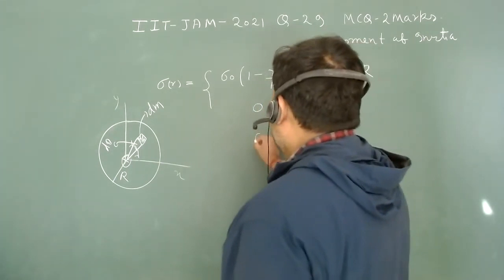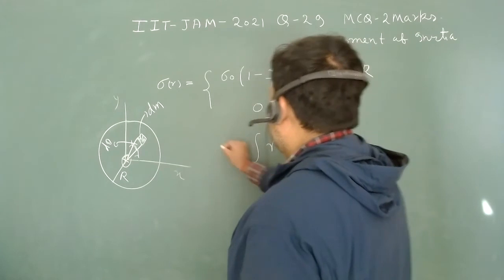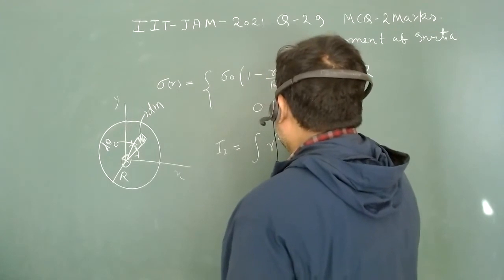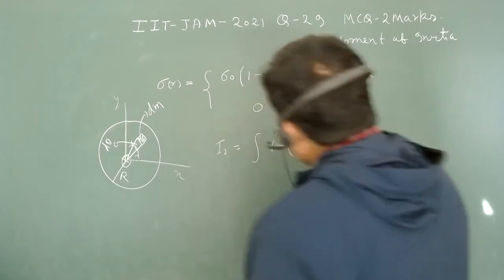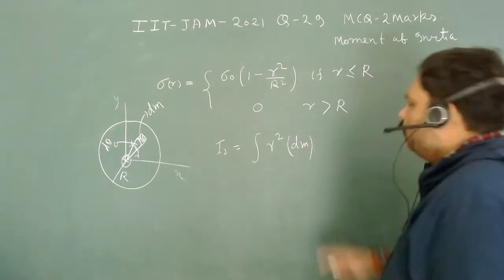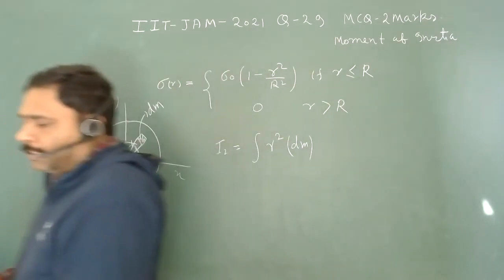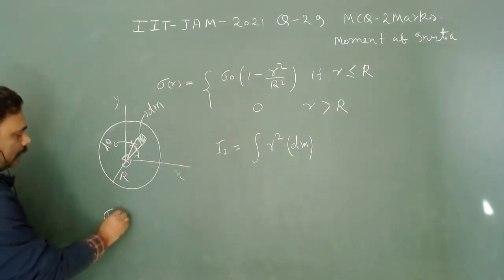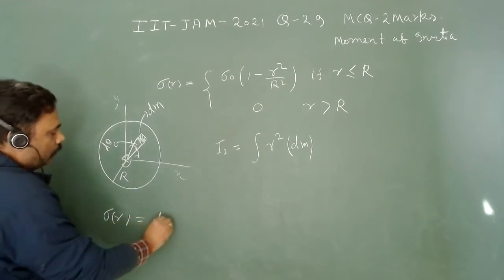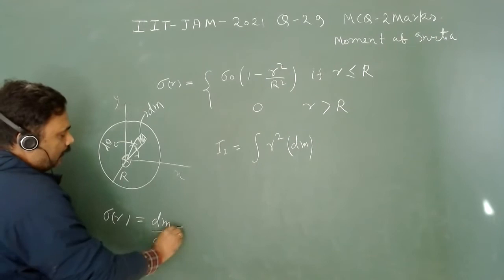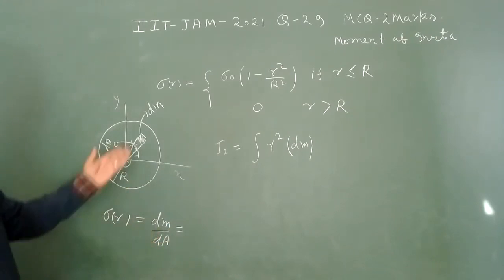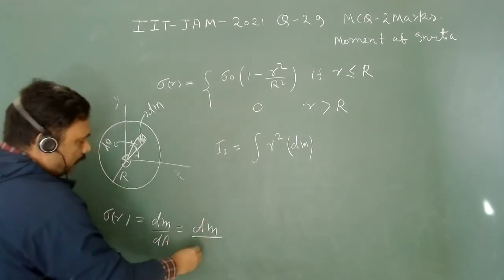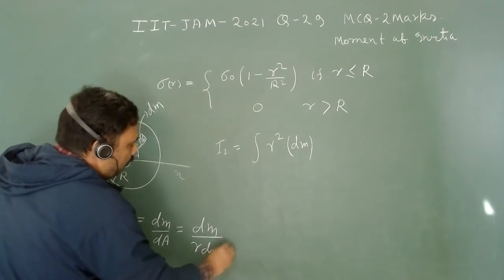So obviously the moment of inertia about the z axis, Iz, is equal to the integral of r square into dm. The most important task is that we have to write dm as a function of sigma r. So what is sigma r? The sigma r is nothing but dm upon dA. And I can write this dA in a circular symmetry, so dA can be written as r dr d theta.